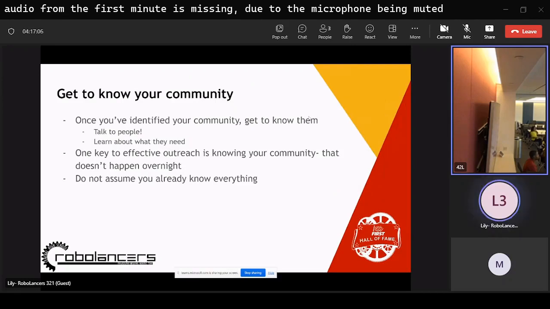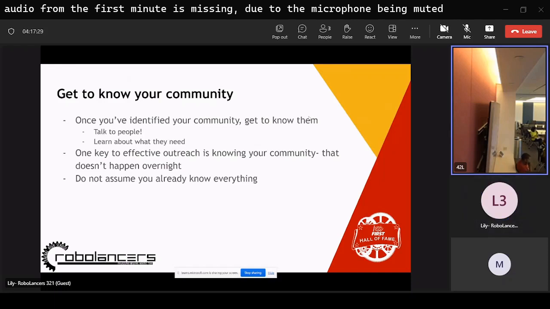Okay, and then get to know your community. Once you've identified who and where you want to work, talk to the people within that community. This is so important because even if you live there, you might not fully understand all of the issues that your community faces. By talking to other people, you get to hear about other perspectives and gain more insights on the issues that face your community.